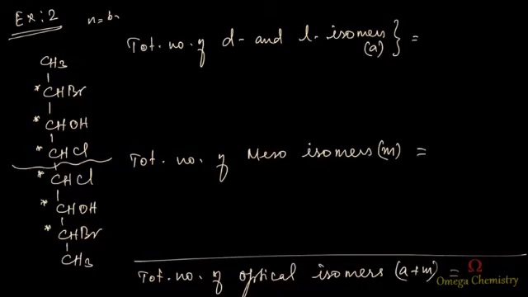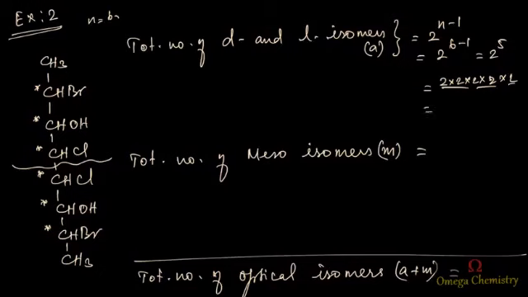In that case, the total number of D and L isomers will be 2 power n minus 1, which means 2 power 6 minus 1, that is nothing but 2 power 5. So 2 power 5 is nothing but 2 into 2 into 2 into 2 into 2. So 4 fours are 16, 16 plus 2, so totally 32 isomers.